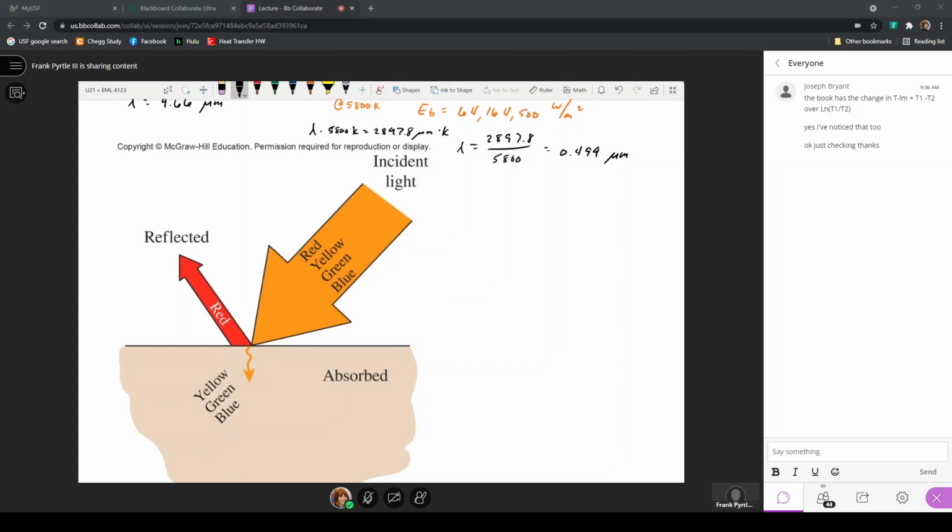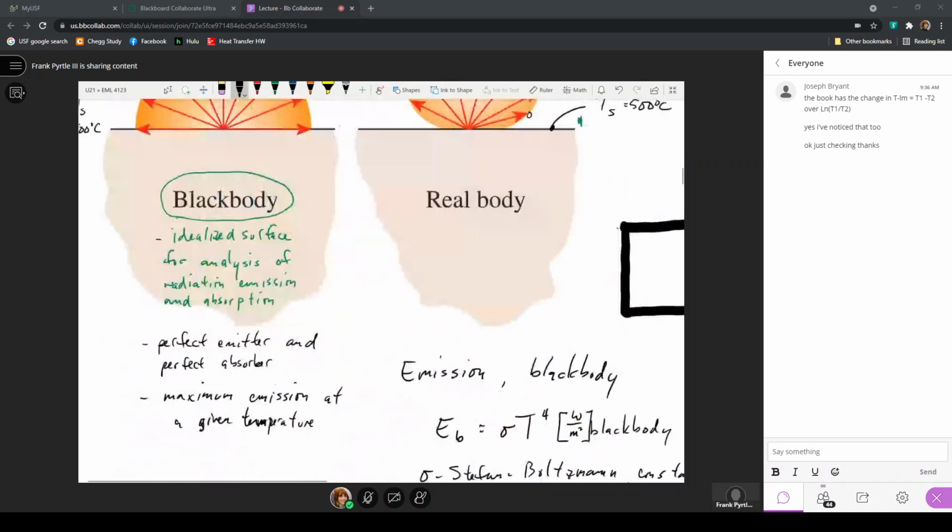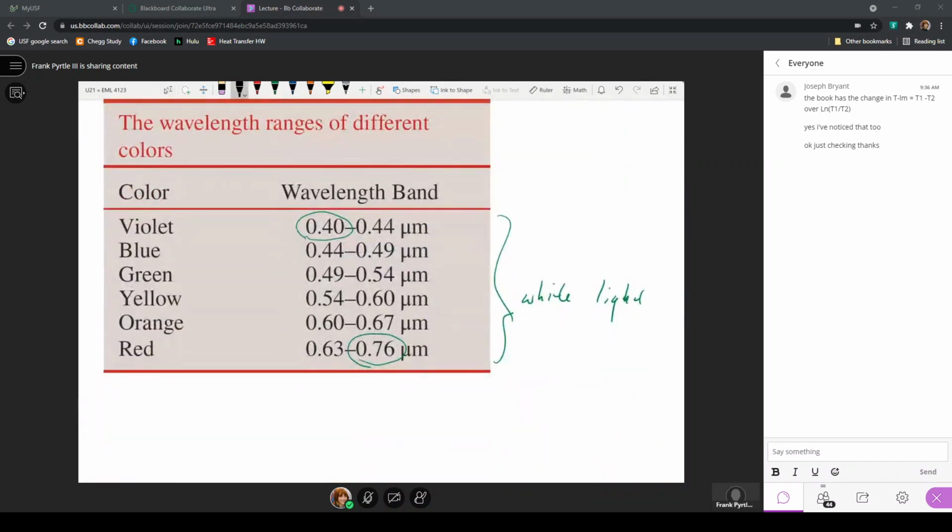Now, that doesn't mean that it doesn't reflect any of the other colors. It just means that the intensity of the light is highest in the range that we consider to be blue. So if I go back up to here, when I look at the colors, blue is 0.44 to 0.49 microns. That just means that the intensity in this wavelength band is higher than in the other bands, and so the color that we perceive is blue. If something is perceived to be green, that means that the intensity of the reflection is in the range of 0.49 to 0.54 microns.